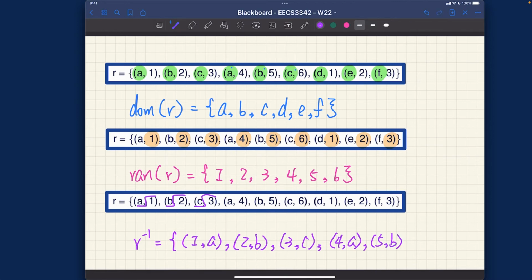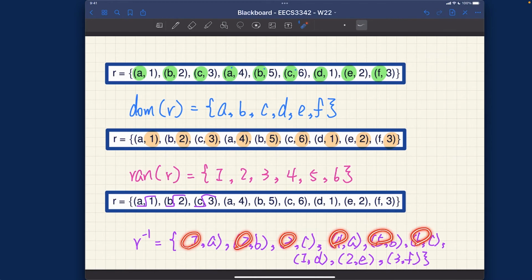And there's one property which I can show to you in just a moment. Okay, 5B and also 6C and also 1D and also 2E. Be careful. And also 3F. Right? Alright, so that's the inverse. One very simple property you can observe: the domain of the inverse will be exactly the range of the original relation. Can you see? Symmetrically, also for the domain, for the range.